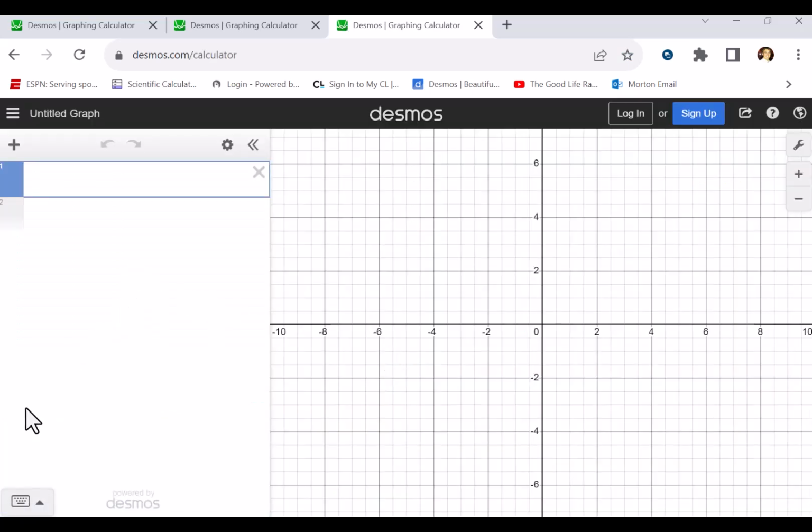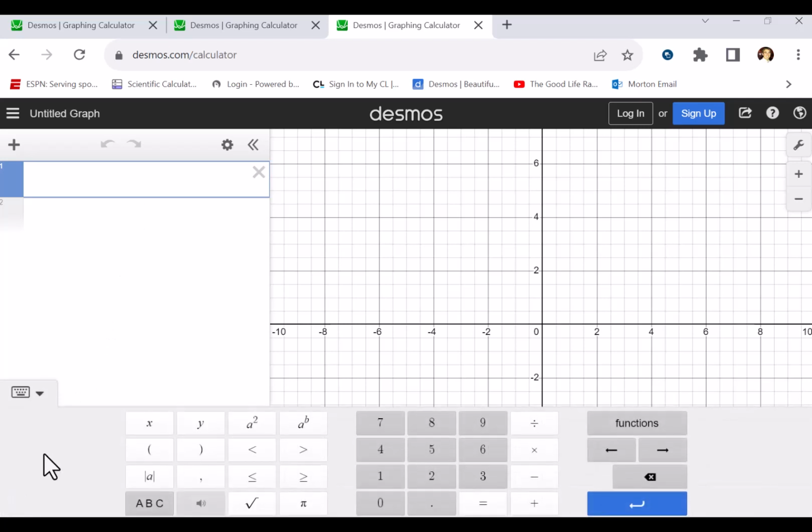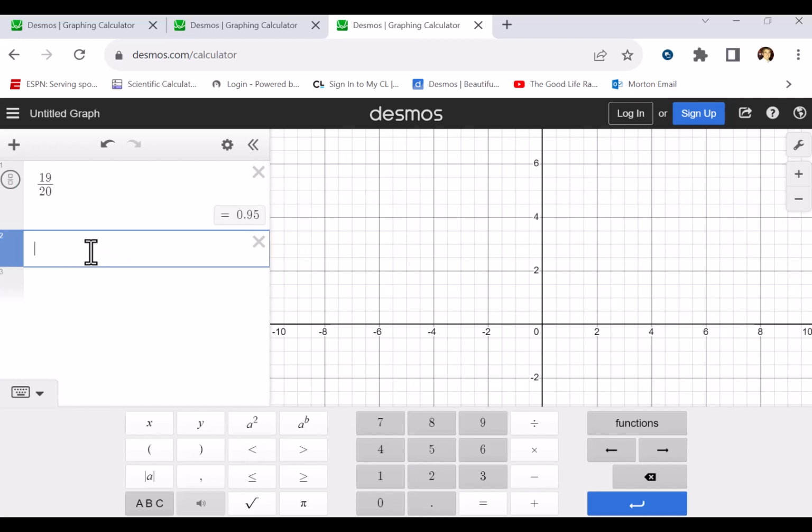And it's as simple as typing in your different values here. You could use the keyboard if you don't have a keypad on a phone or a laptop. And there you go, 19 over 20 will kick you out a decimal 0.95. So then you're going to click down here to get a new entry line, type in the other fraction. And there you go, you have 1.6666 that goes on repeating.